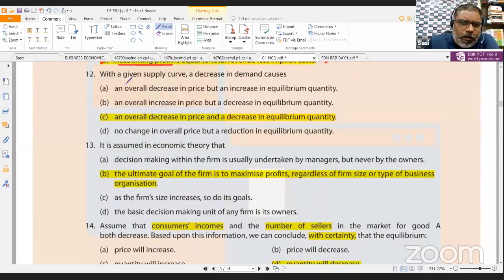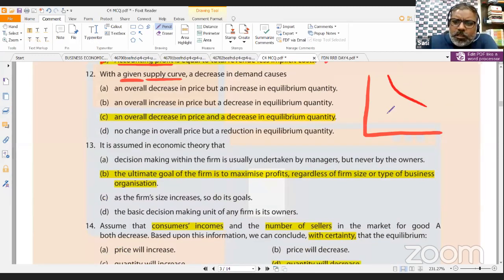Then question number 12. With a given supply curve, these are the things I was talking about. Supply curve given means constant. Given means always it is fixed. Decrease in demand, what happens? Don't even try to look at the answers. Simply all that we need to do is first draw this X. Okay, this is the original equilibrium. Now look at the question. Supply curve is constant, demand decreases. When the demand decreases, what happens to the demand curve? It goes down. What happened? There is a decrease in price also, and there is a decrease in quantity also. Where is that answer? C is the answer. Overall decrease in price and decrease in equilibrium quantity.